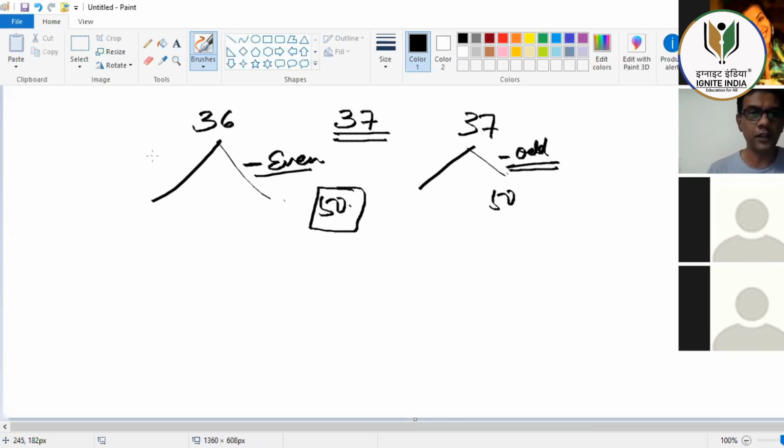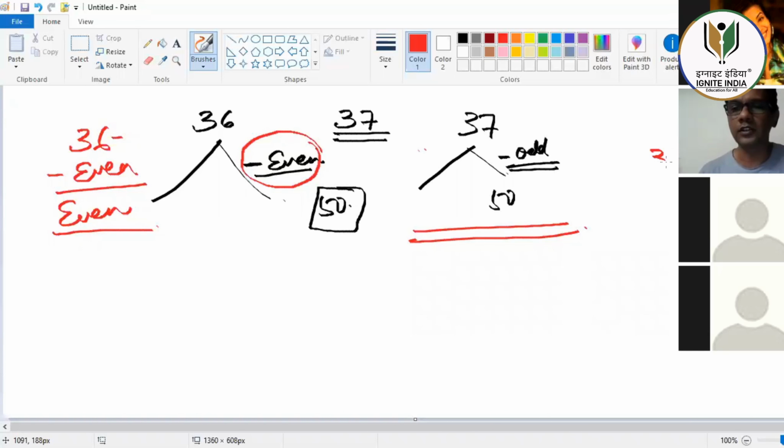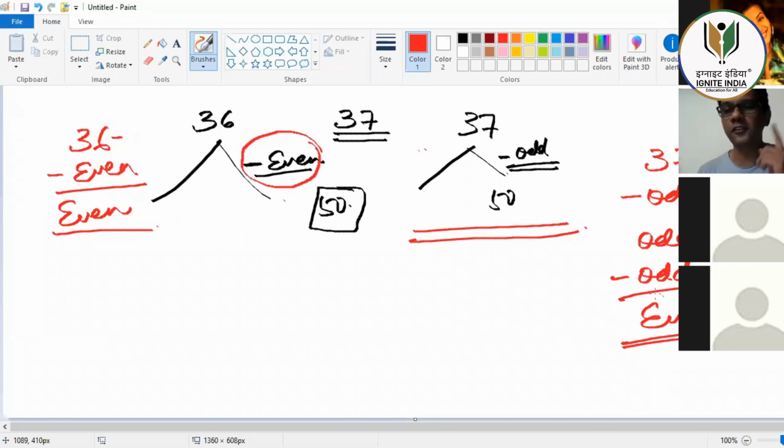Now, what are you doing on the left-hand side? You are taking this right-hand side value and subtracting it from your 36. So what are you subtracting from 36? An even number. When you subtract an even number from an even number, the difference will again be even. Now let's come here. What are you doing on the left-hand side? You're taking 37 and subtracting an odd number. What happens when you subtract odd and odd? Odd minus odd is also even. So every time you will only get an even number. Matlab, you will never get a fraction.